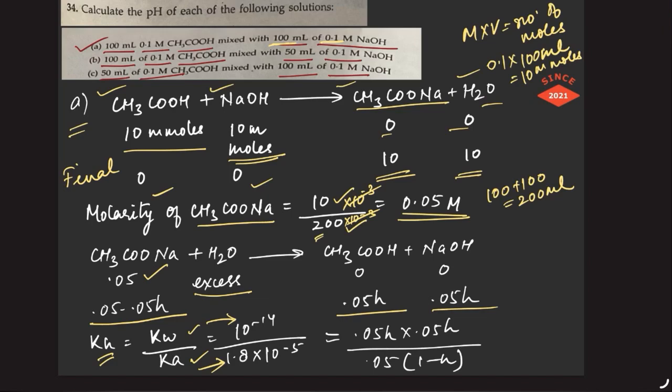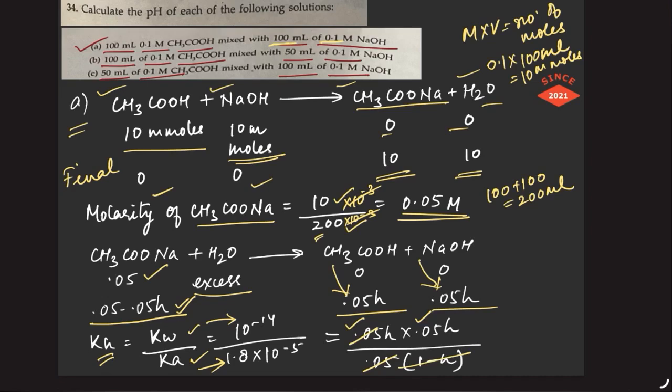What is the product here? Acetic acid and NaOH. So what is the concentration of acetic acid? 0.05 h. What is the concentration of NaOH? 0.05 h. So the product of the concentration of products will be 0.05 h into 0.05 h divided by the concentration of reactant. Taking 0.05 common, the concentration of reactant is 0.05 multiplied by 1 minus h. 0.05, 0.05 cancel, 1 minus h is neglected in the denominator.